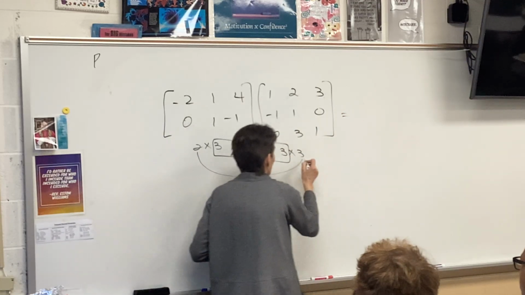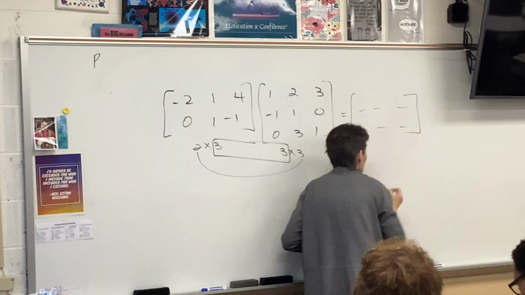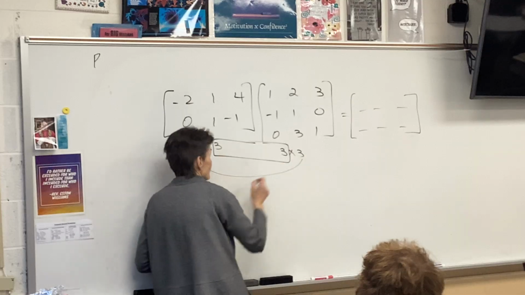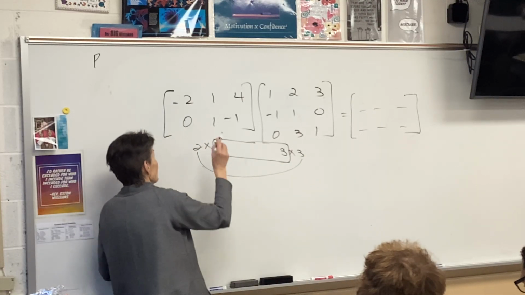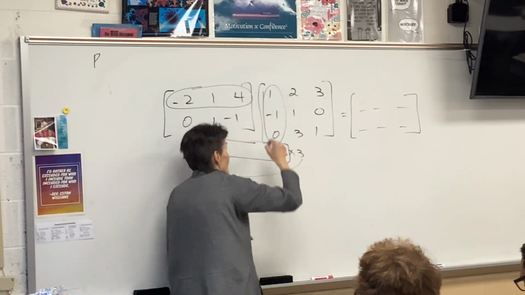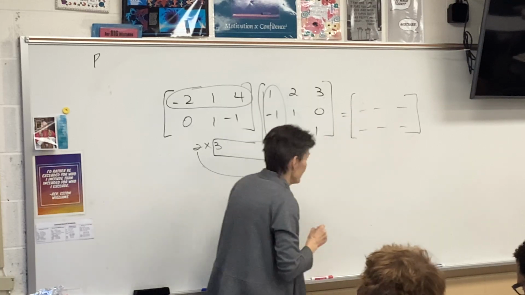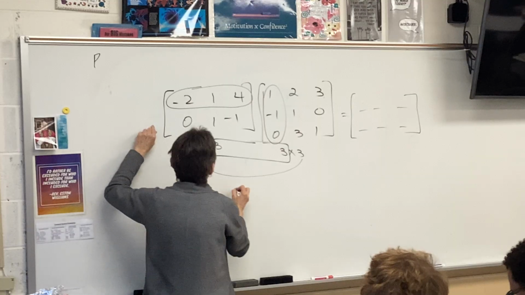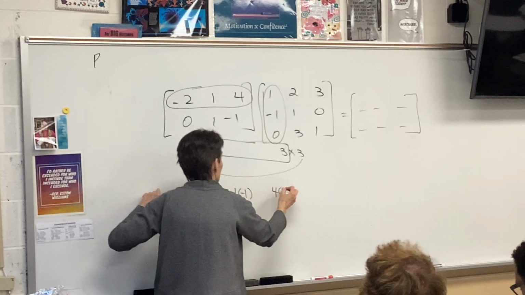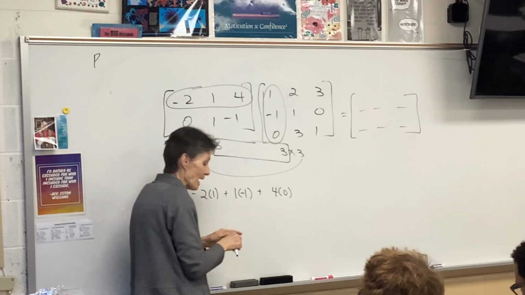Our answer will be another 2 by 3. So 2 rows, 3 columns. These match. This tells me how big my answer is. So I'm going to multiply row 1 by column 1. That's this spot right here. Row 1, column 1. So here we go. Row 1, and then I match it up with column 1, and then I multiply each pair and add them up.